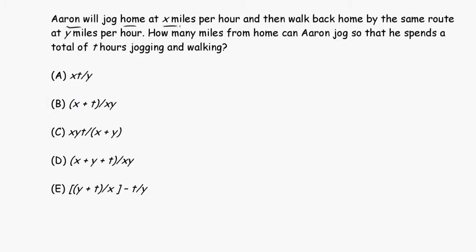Aaron will jog home at X miles per hour, and then walk back home by the same route at Y miles per hour. How many miles from home can Aaron jog so that he spends a total of T hours jogging and walking? Okay. Well, what we can do is create this really awesome distance equals rate times time grid. We know, right? A distance is equal to a rate times a time.